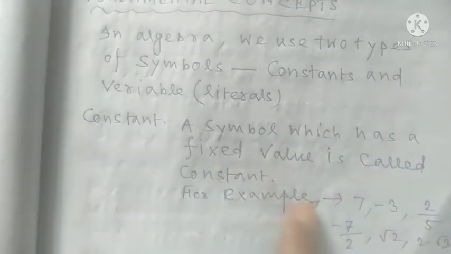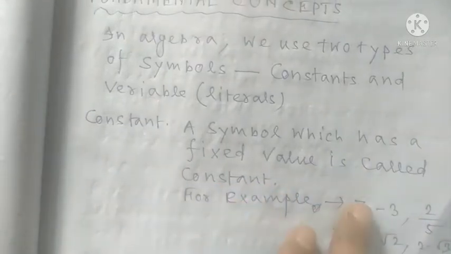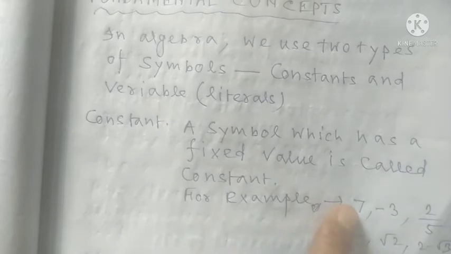That means, for example, 7 and 5 by 2. You can take any numerical value. These are all constants, okay, because if you write 7x, you would never say that this is a constant. Only a number, only a numerical value, can be called a constant. That means it is a fixed value.